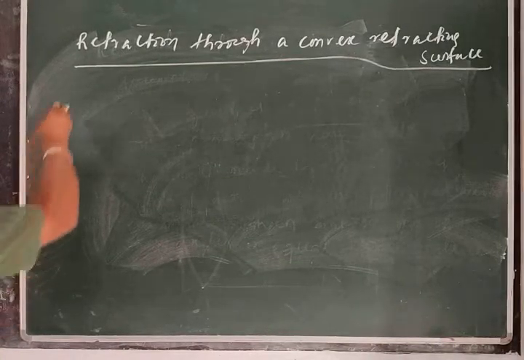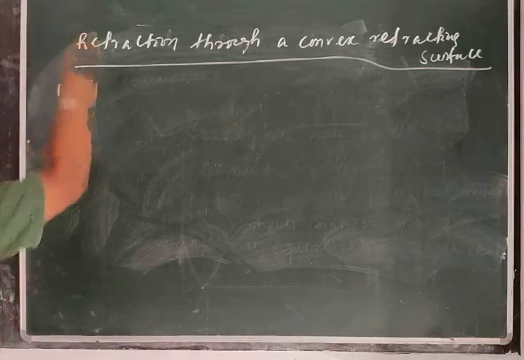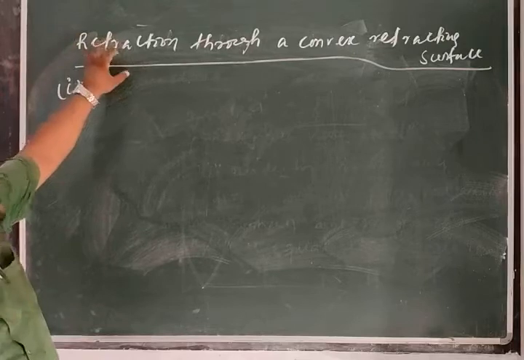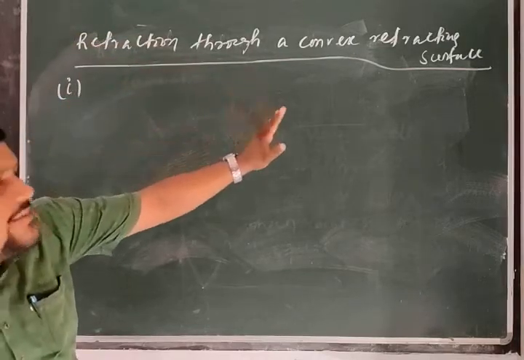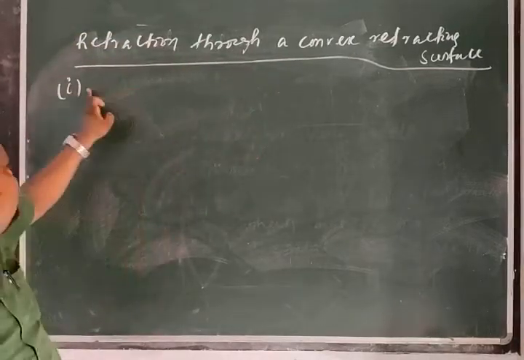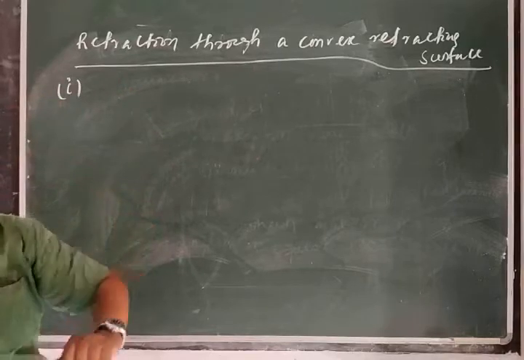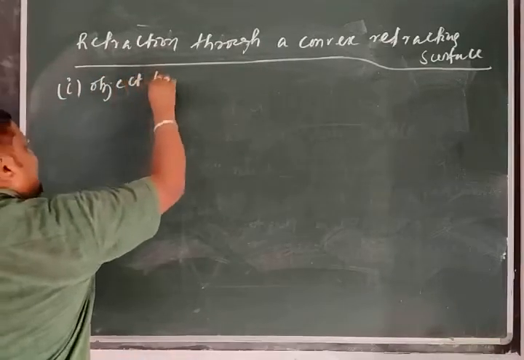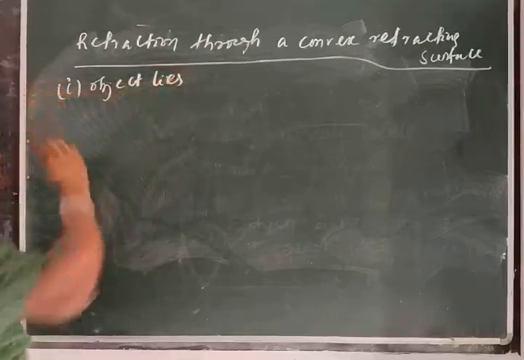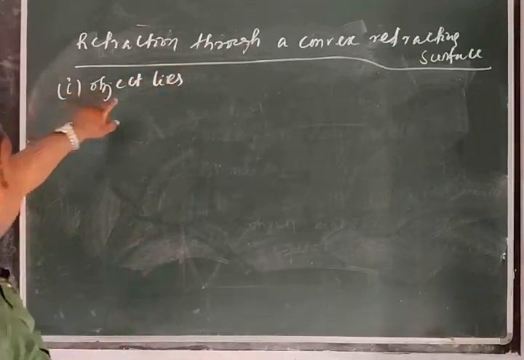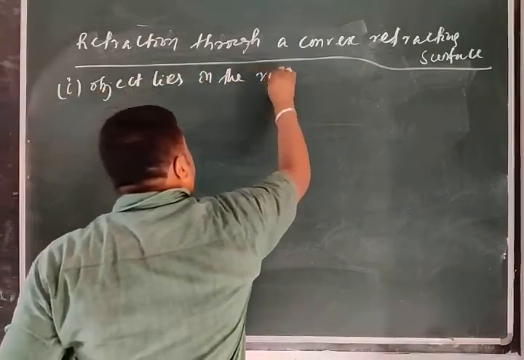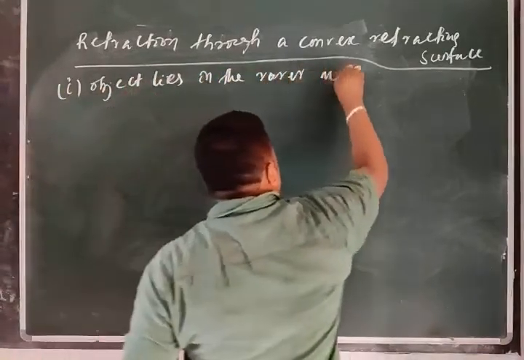Here I will discuss 4 cases. From the convex refracting surface means I will take the refracting surface as convex from the rarer side. Then the first case I will discuss here is the object. According to the assumption, it is a point object. The object lies in the rarer medium.